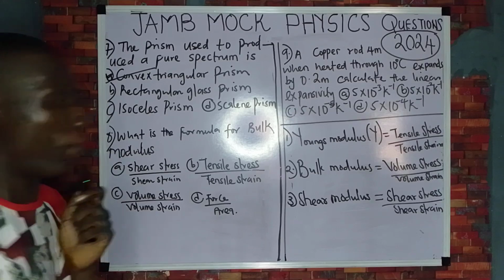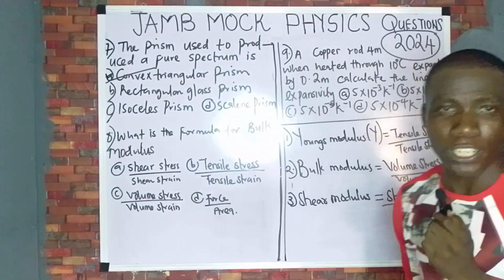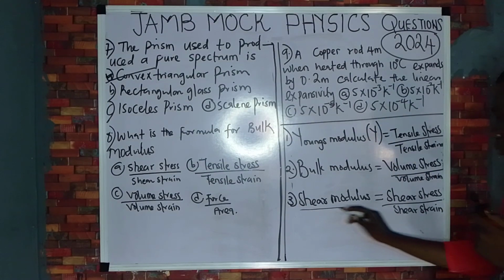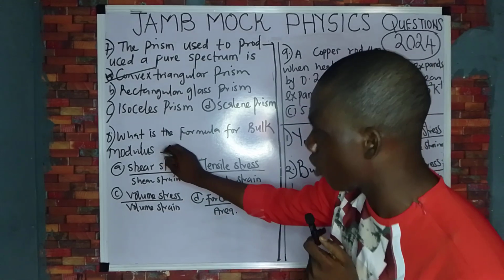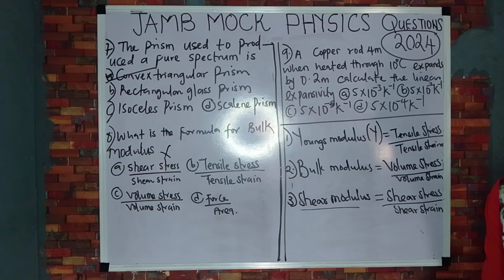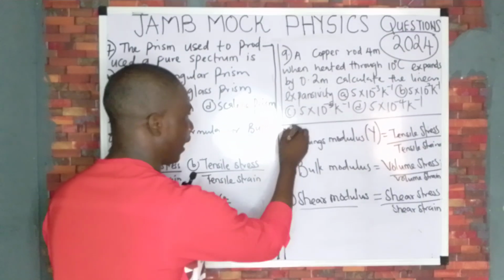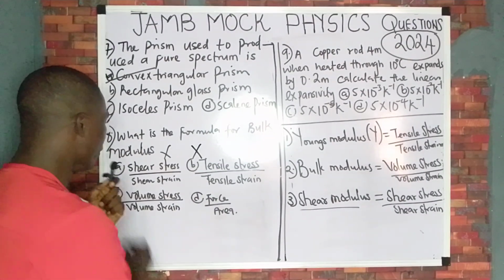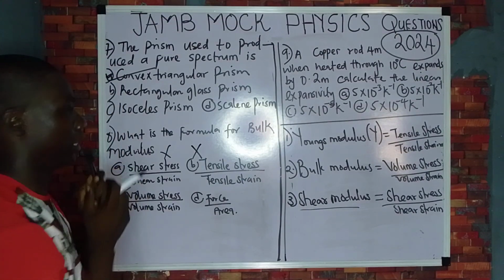Ladies and gentlemen, it is important for you to know right now: what is the formula for the bulk modulus? Is it shear stress over shear strain? No. Check the formula for your shear modulus. You have shear stress over shear strain. So the answer is not A. Is it tensile stress over tensile strain? No. Tensile stress over tensile strain is the formula for Young's modulus, so it is not B. Is it volume stress over volume strain? Yes, the answer is option C.